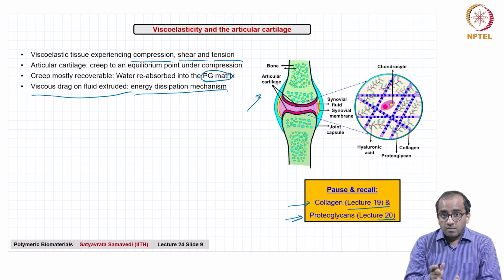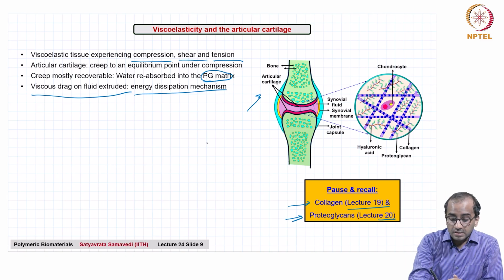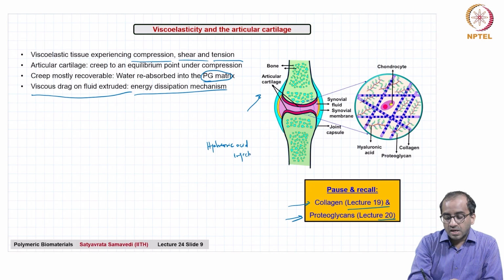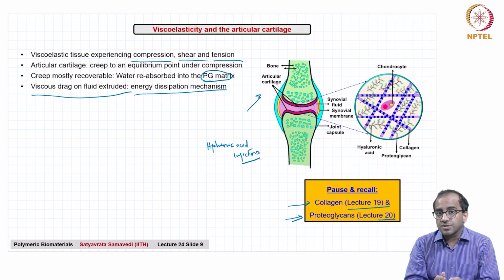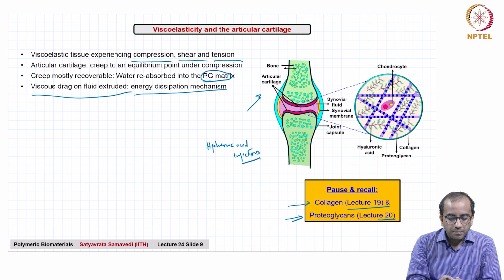Which is why for lubrication, many a time the first pass solution given is hyaluronic acid injections for such patients. But now I will leave it to you as an exercise to go back and look up what is the role of hyaluronic acid in contributing to the properties of the articular cartilage and re-lubricating it. Does it have anything to do with viscoelasticity at all? That is something that I would encourage you to go back and look up, right.